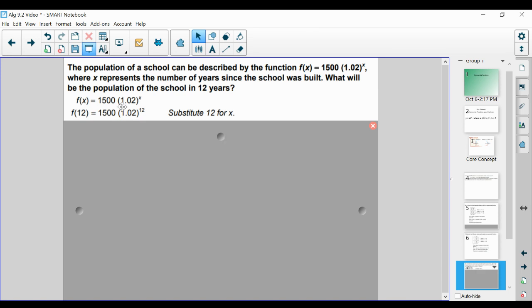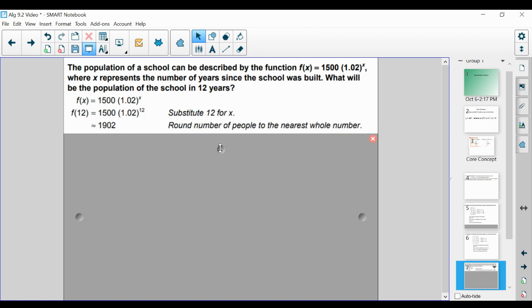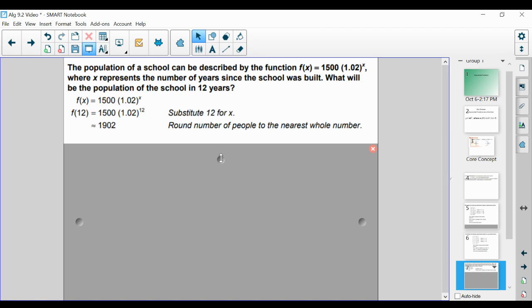So we can substitute 12 for x. Again, this is written in function notation. We sometimes just see it as y is equal. Right now we have f of 12, the function evaluated at 12. And we can plug it into our calculator, and we're going to round the number of people to the nearest whole number because we have to have whole people. And we get 1,902 students after 12 years. That should be a good prediction of how many students we should have.